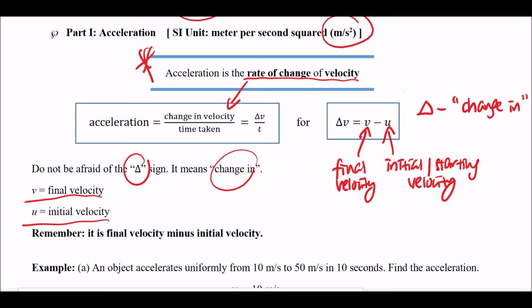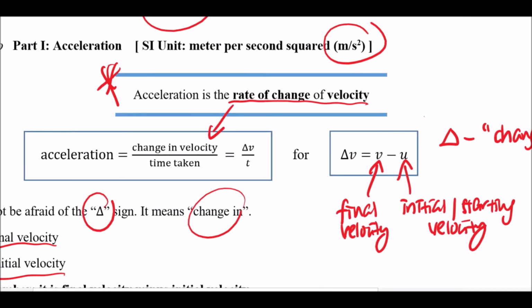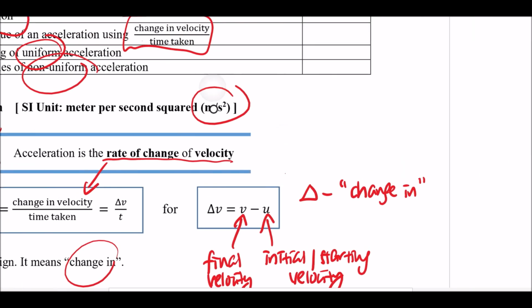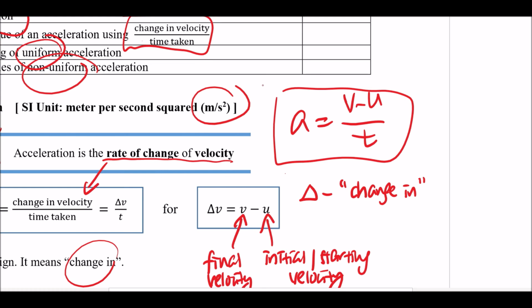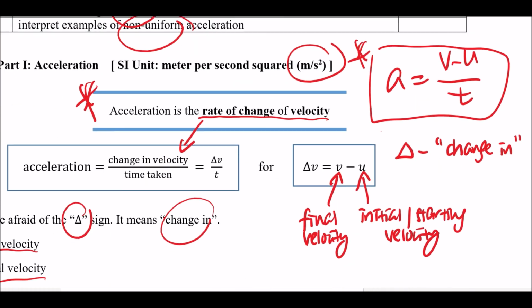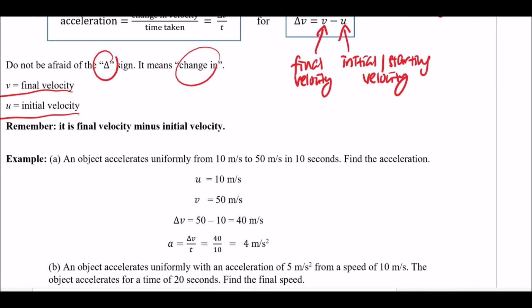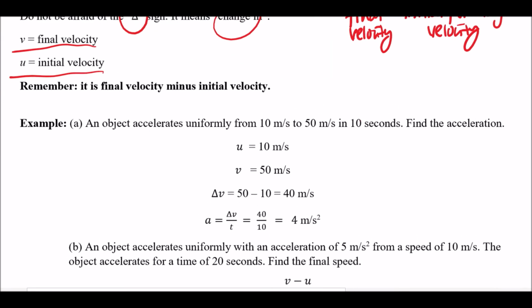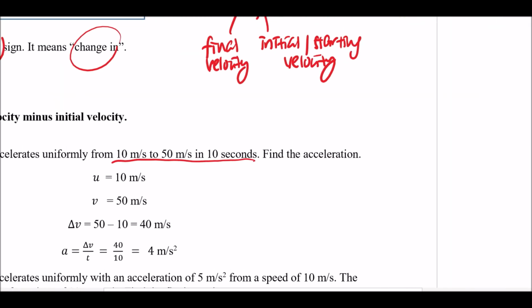Okay, alright, so with these two you can always combine these two formulas to get the final formula: A equals to V minus U over T. This is something that we will use even more often than the rest. Okay, so let's try a simple example. An object accelerates uniformly from 10 meters per second to 50 meters per second in 10 seconds. Calculate the acceleration. Okay, so in this case, we know that A equals to V minus U over T.